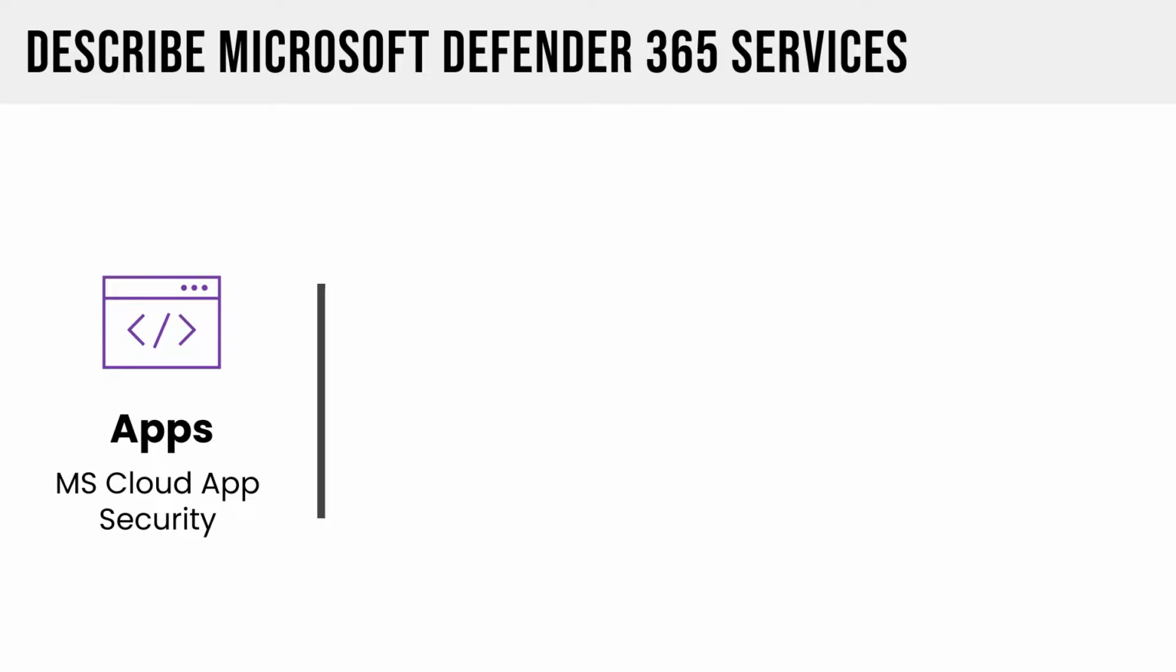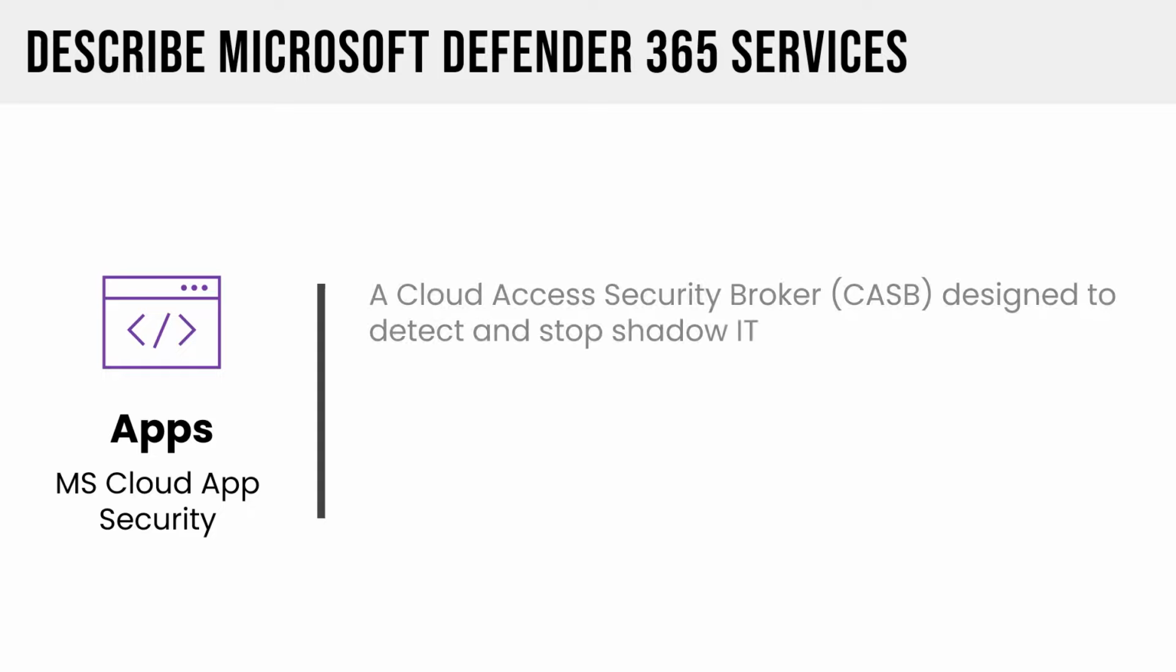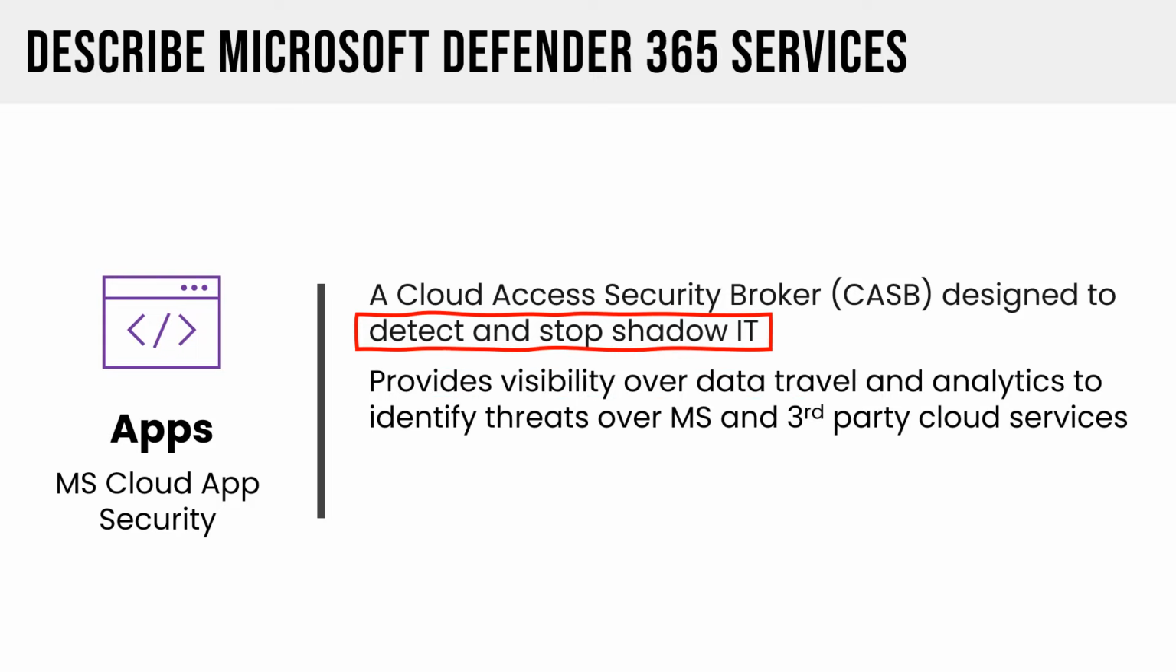And then there's Microsoft Cloud App Security. So MCAS is what's called a Cloud Access Security Broker, or a CASB, which is designed to detect and stop shadow IT. So if you see the phrase shadow IT, the answer is Microsoft Cloud App Security, full stop. Now this provides visibility over data travel and analytics to identify threats not only over Microsoft services, but third-party cloud services. So we can connect MCAS to third-party storage providers like Box and Dropbox.